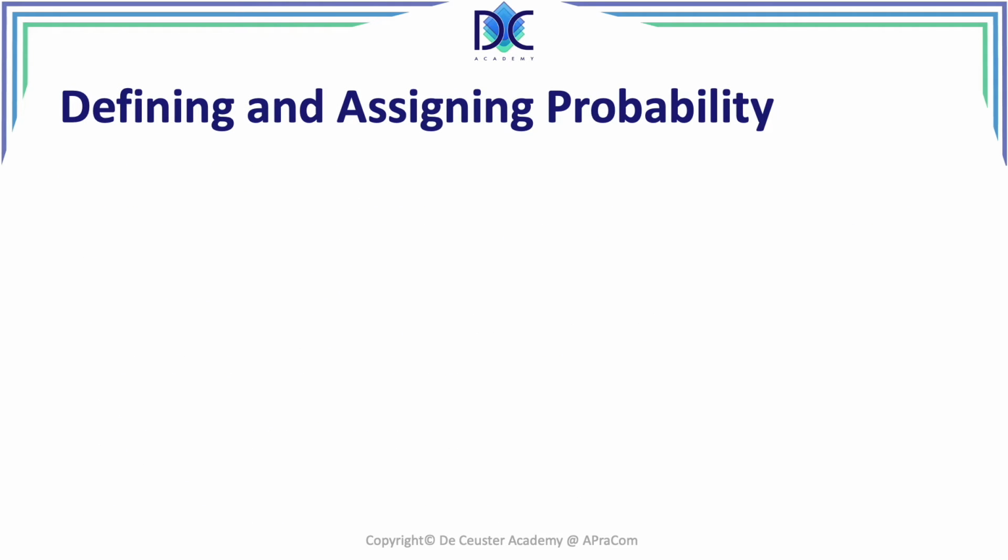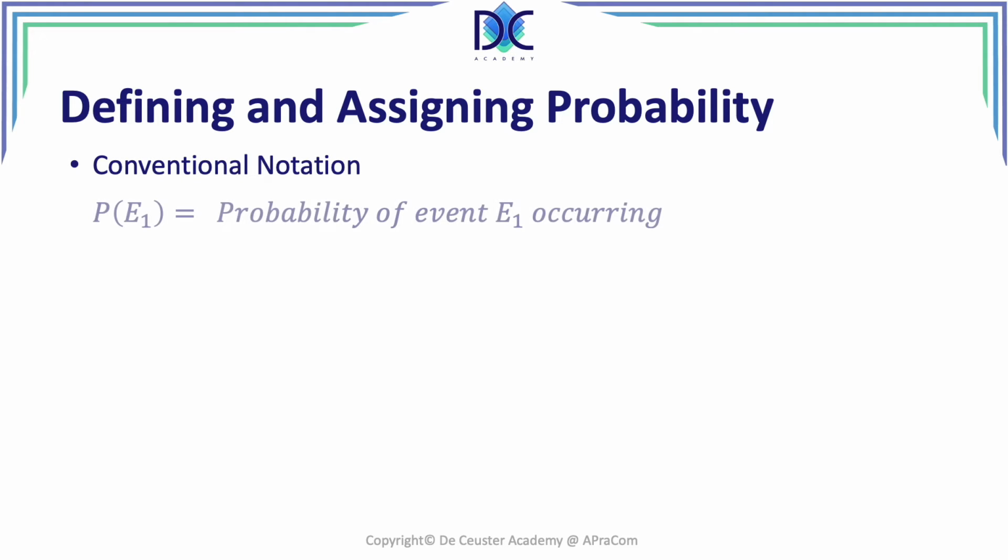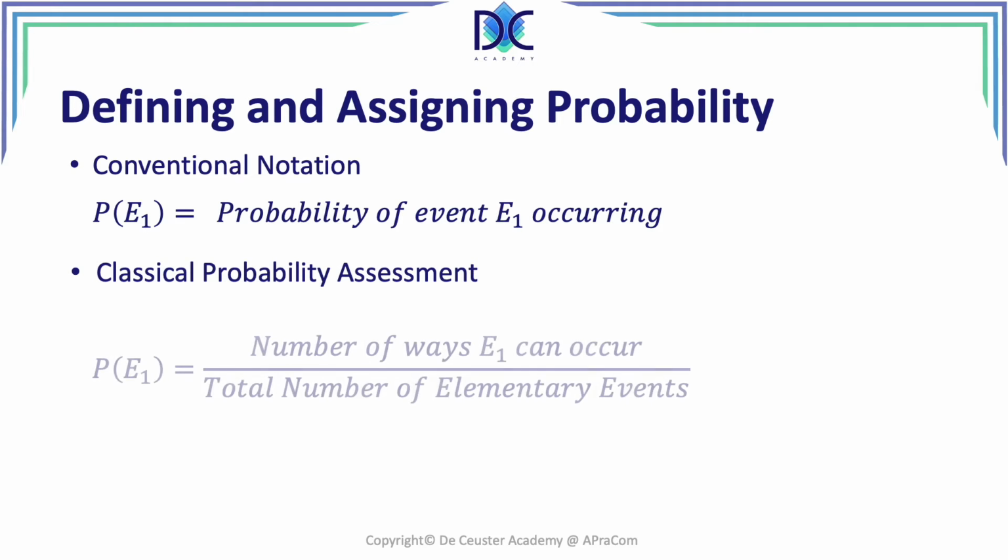When we look at events, we also want to define what probability is about. The conventional notation of the probability is P of E1, which means the probability of event E1 occurring. And when we look at the classical probability assessment, we say that the probability of event 1 is the number of ways the event E1 can occur, divided by the total number of elementary events.